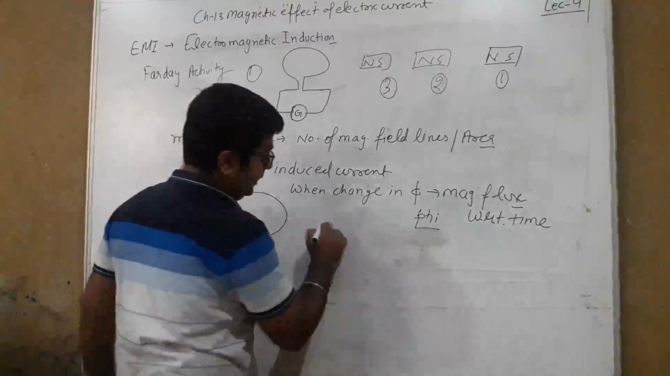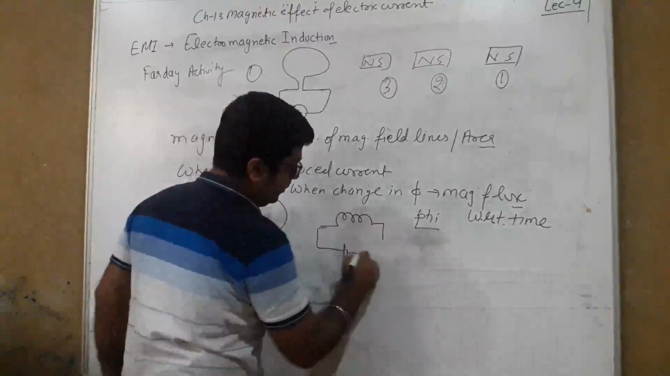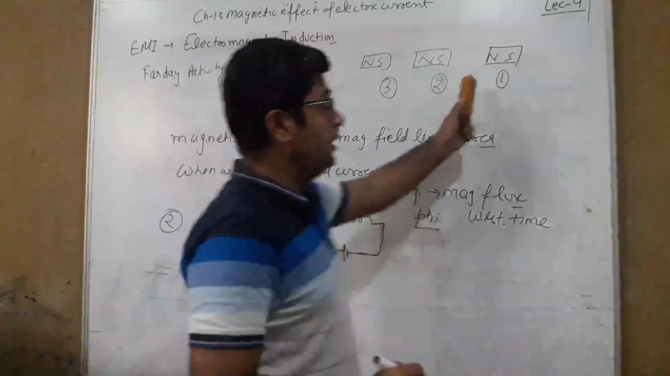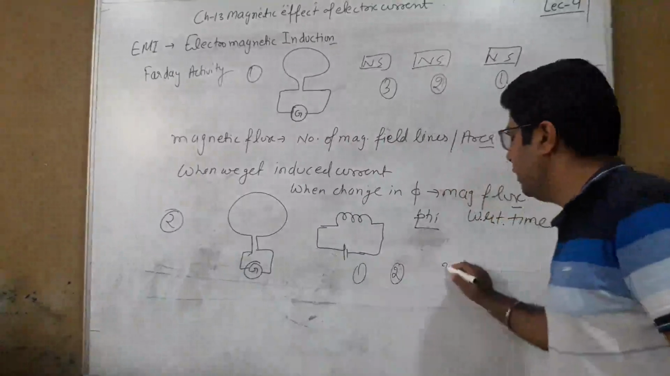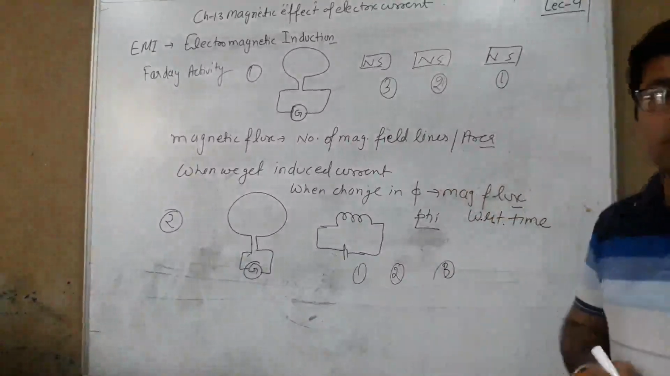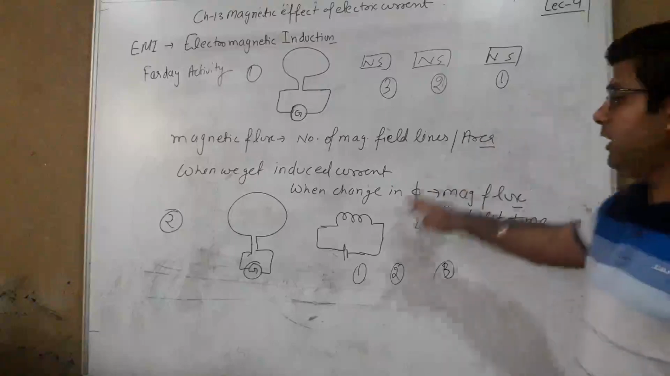and now he places a coil instead of a magnet. Again you can take the same situation, same positions 1, 2 and 3, different positions. Means either we can use a magnet or we can use a coil.